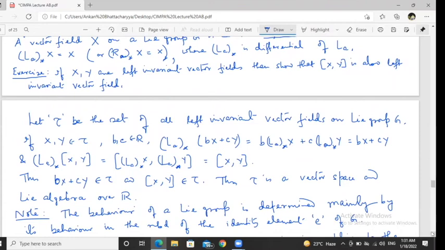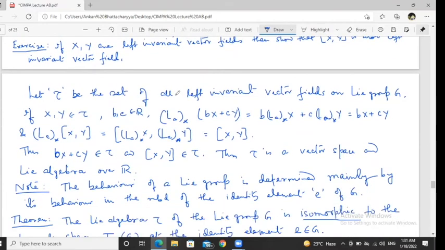Now, let tau be the set of all left invariant vector fields on a Lie group G. If X, Y belong to tau and b, c belong to R, then L_a*(bX + cY) = bL_a*X + cL_a*Y, so the linearity condition holds for L_a*, and L_a*[X,Y] = [L_a*X, L_a*Y] = [X,Y]. Thus bX + cY belongs to tau, and the Lie bracket [X,Y] also belongs to tau. Thus tau is a vector space, and it is called the Lie algebra over R.